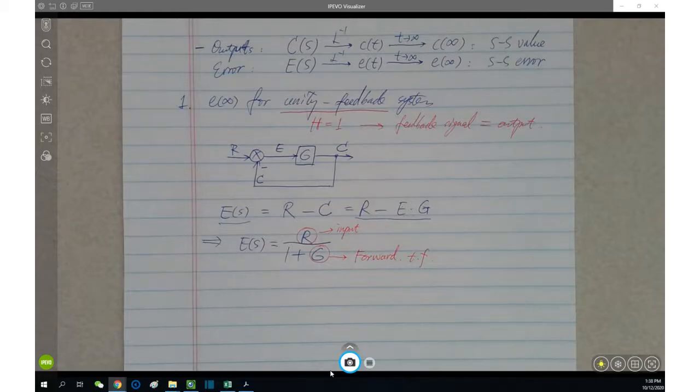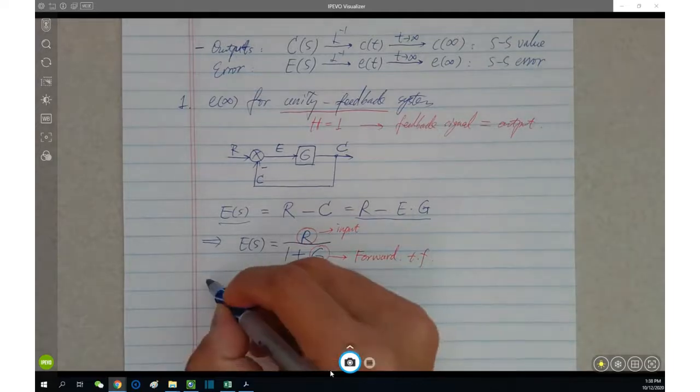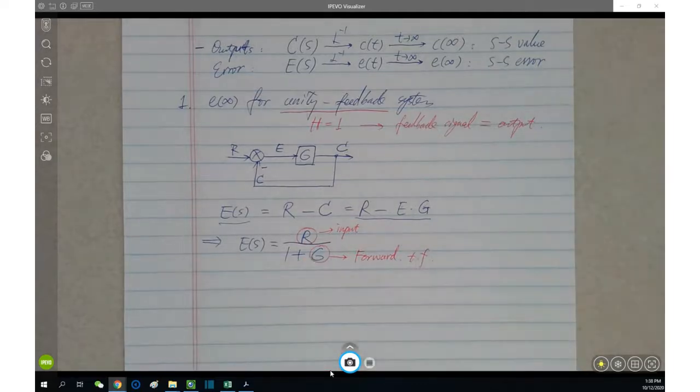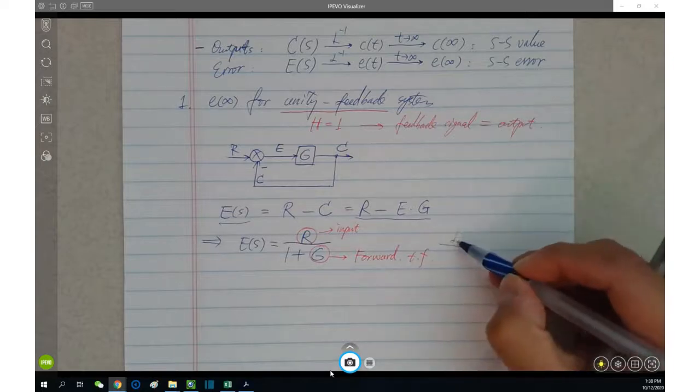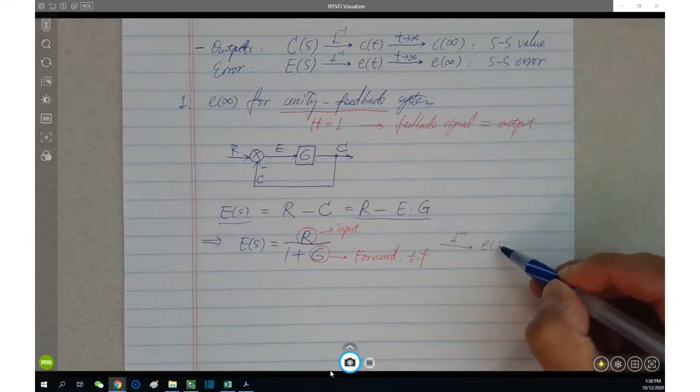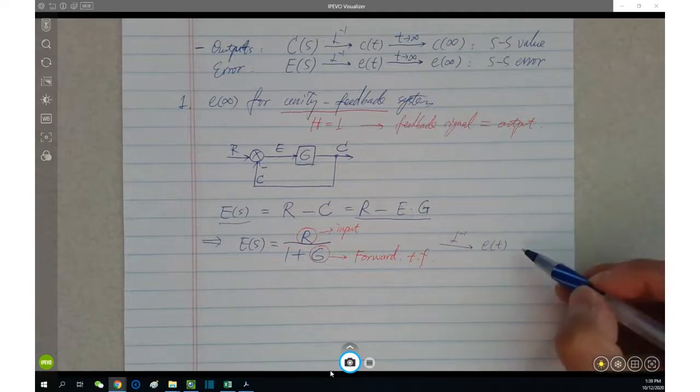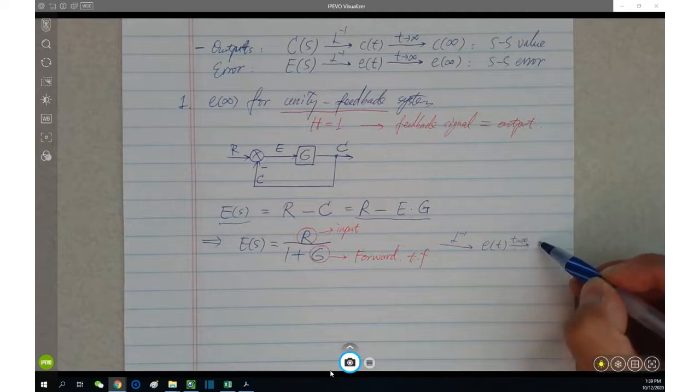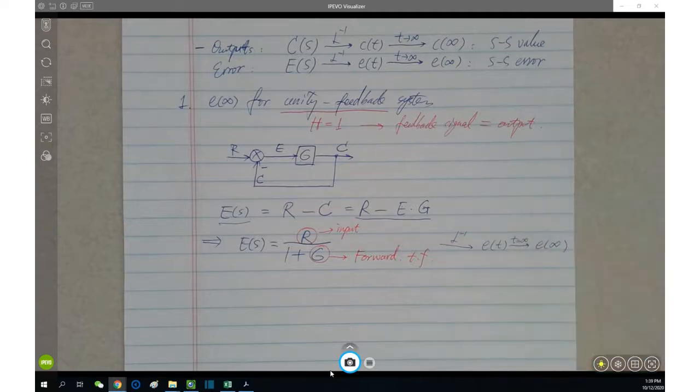It's a forward transfer function. So this is E equals to this. And then, of course, we could do something like an inverse Laplace transform to find E of t, right? And then from here, you go ahead to make t equal to infinity. You get the steady state error. No problem. This is, of course, 100% correct. However, here we're using something new.